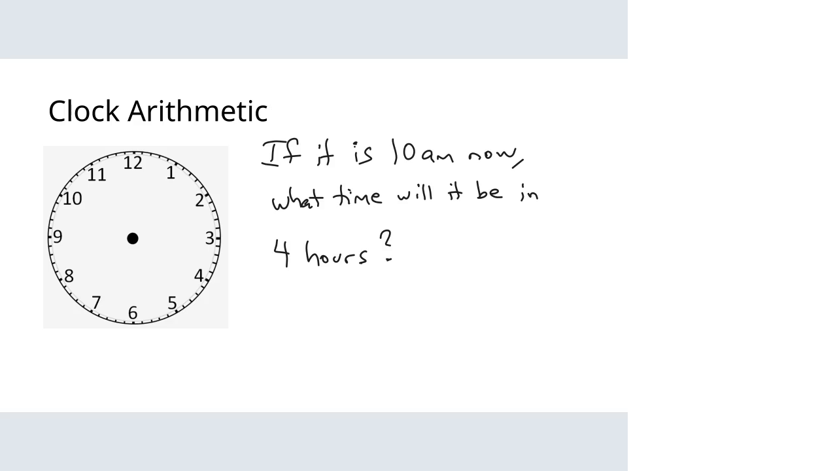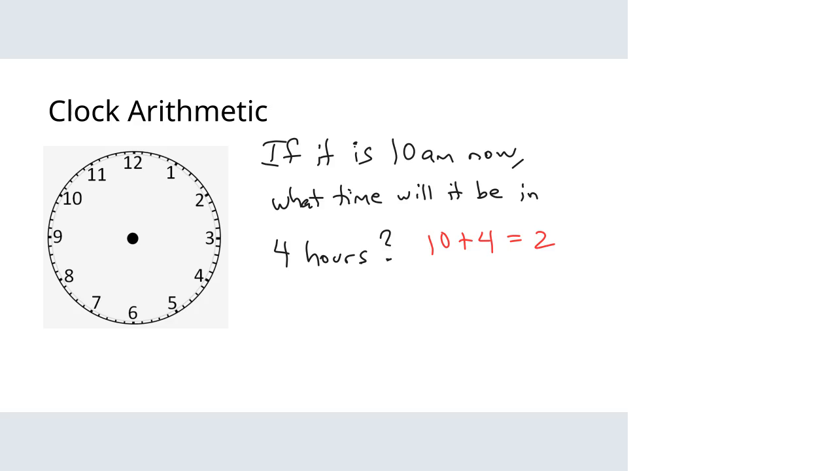2 p.m., 2 p.m., 2. Very good. All right, we're all convinced on the 2. That's excellent. And you're right. If it's 10 a.m. now and I go 1, 2, 3, 4 hours, it'll be 2 o'clock. That is correct. And so let me get this straight. What you just told me is that 10 plus 4 equals 2. That's weird.